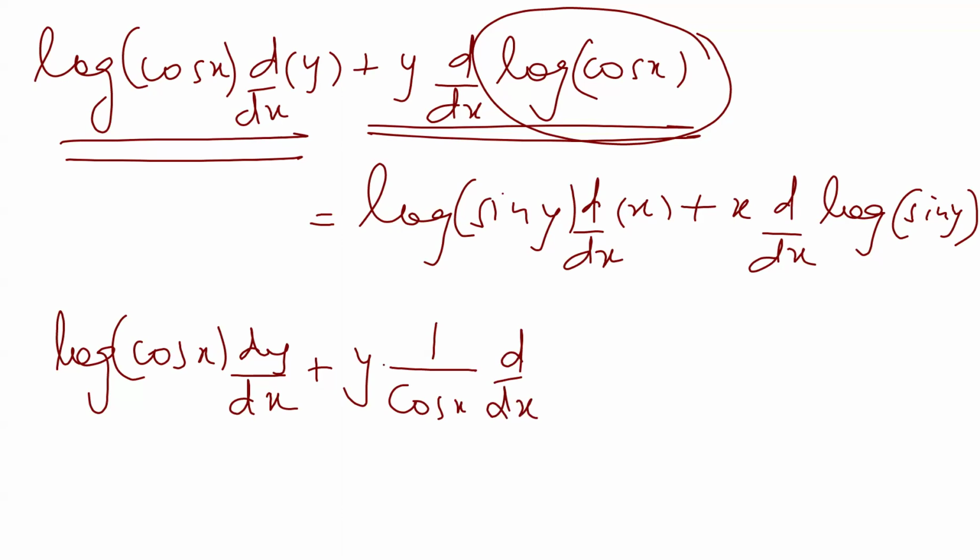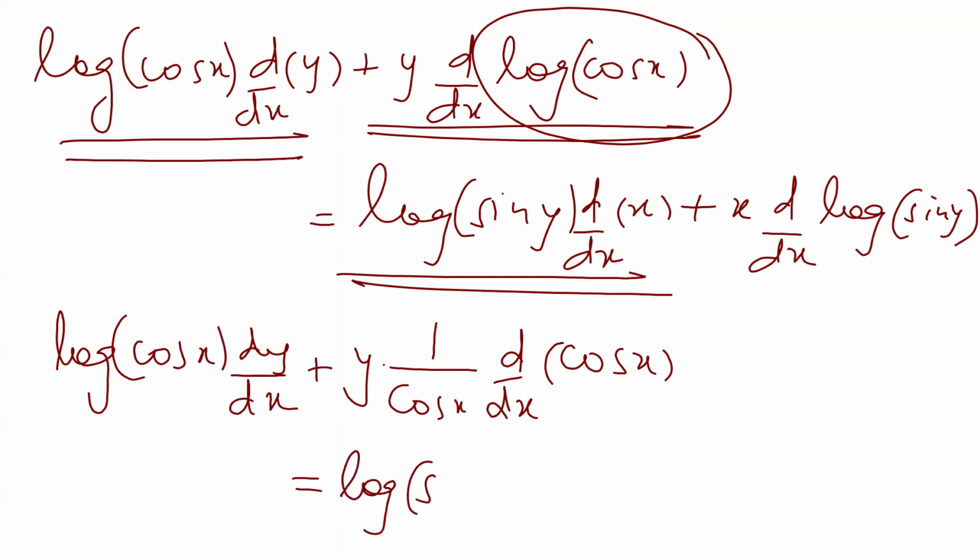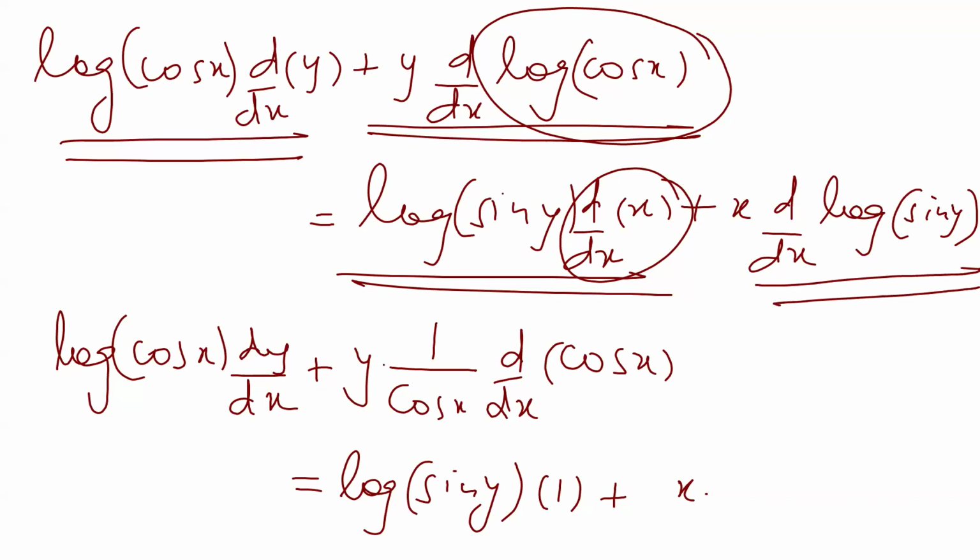Derivative of cos x, correct. And derivative of cos is minus sin in the next step. Okay, equal to, look at this term, log sin y, d/dx of x, d/dx of x is 1, plus x times derivative of log sin y. So 1 upon sin y, d/dx of sin y. Fine.